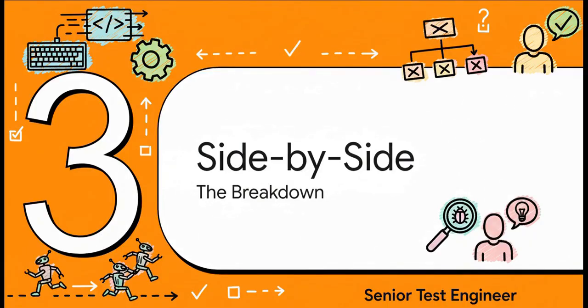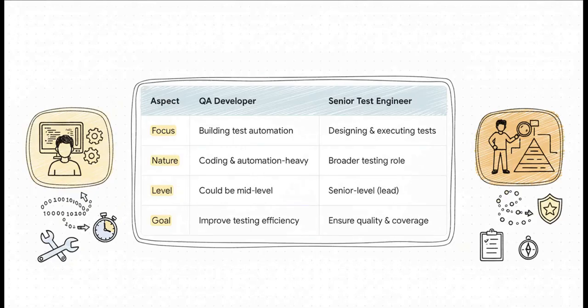All right, so we've profiled both roles. We've met our two key players. Now let's put them head to head in a direct comparison. This should make the differences completely unmistakable. Let's break this chart down because it really tells the whole story.